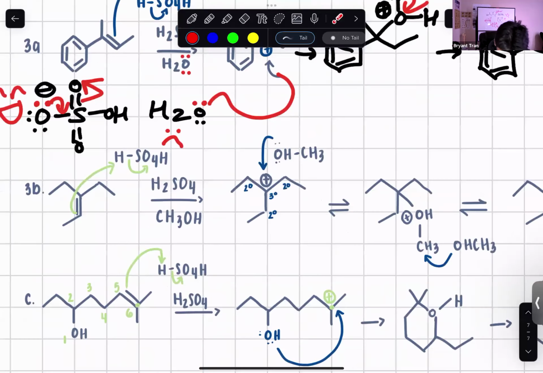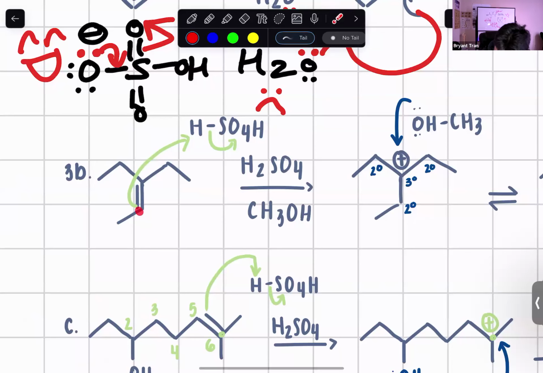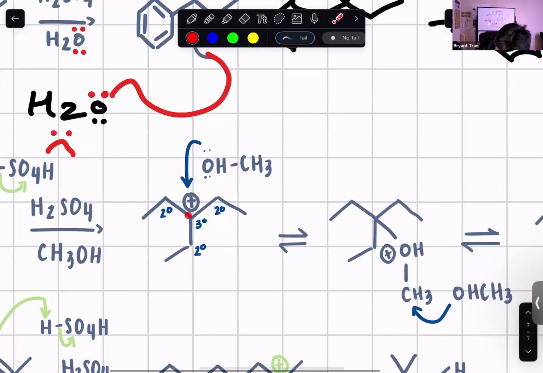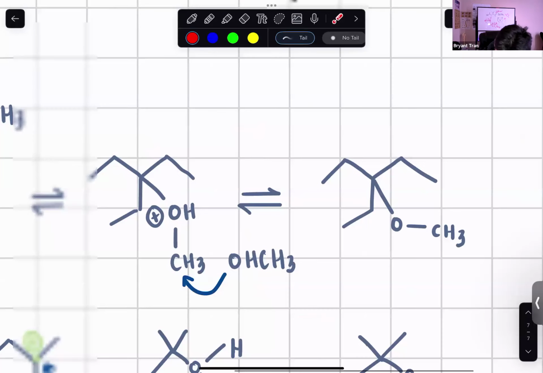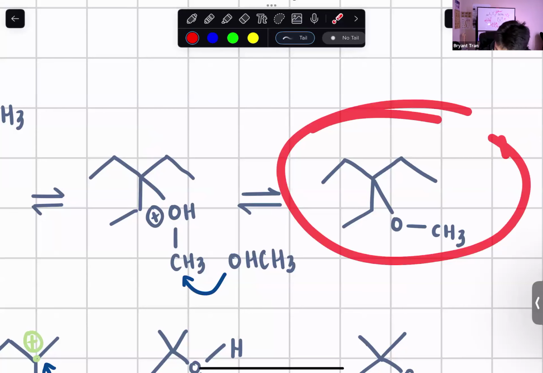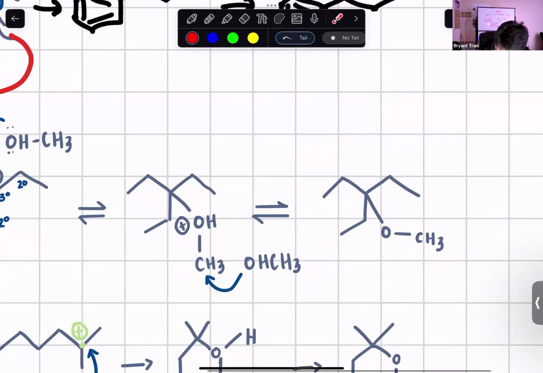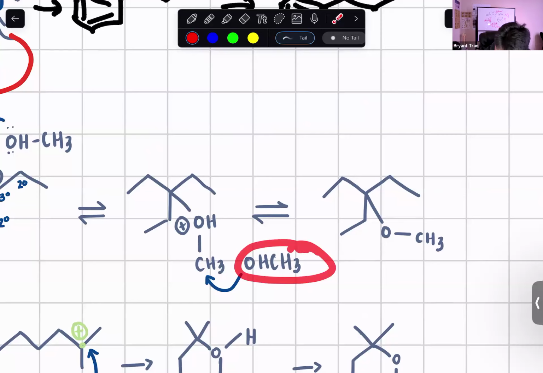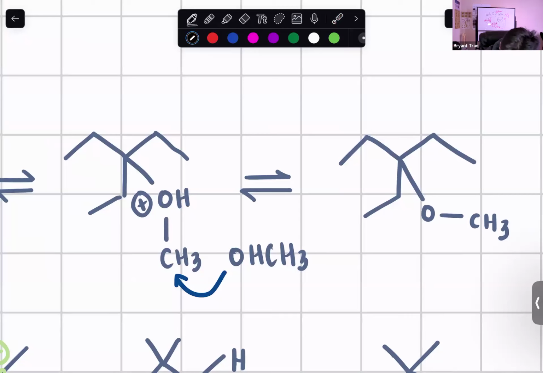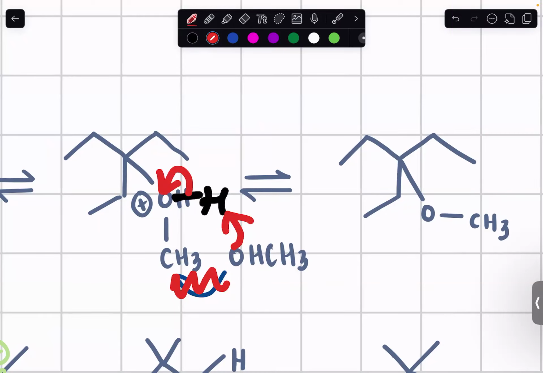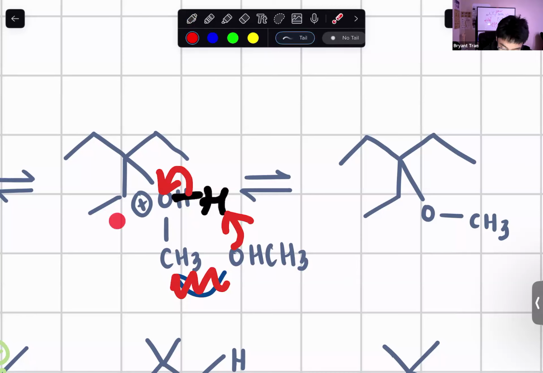3A, we did that. 3B, protonate the alkene, form a carbocation here. Methanol attacks, OCH3. Yes, so the final product here is correct, but when we think about the mechanism, the second equivalent of methanol is going to grab this hydrogen. The bond between that hydrogen and oxygen is going to break and go onto the oxygen right there, because we want to get rid of that positive charge.